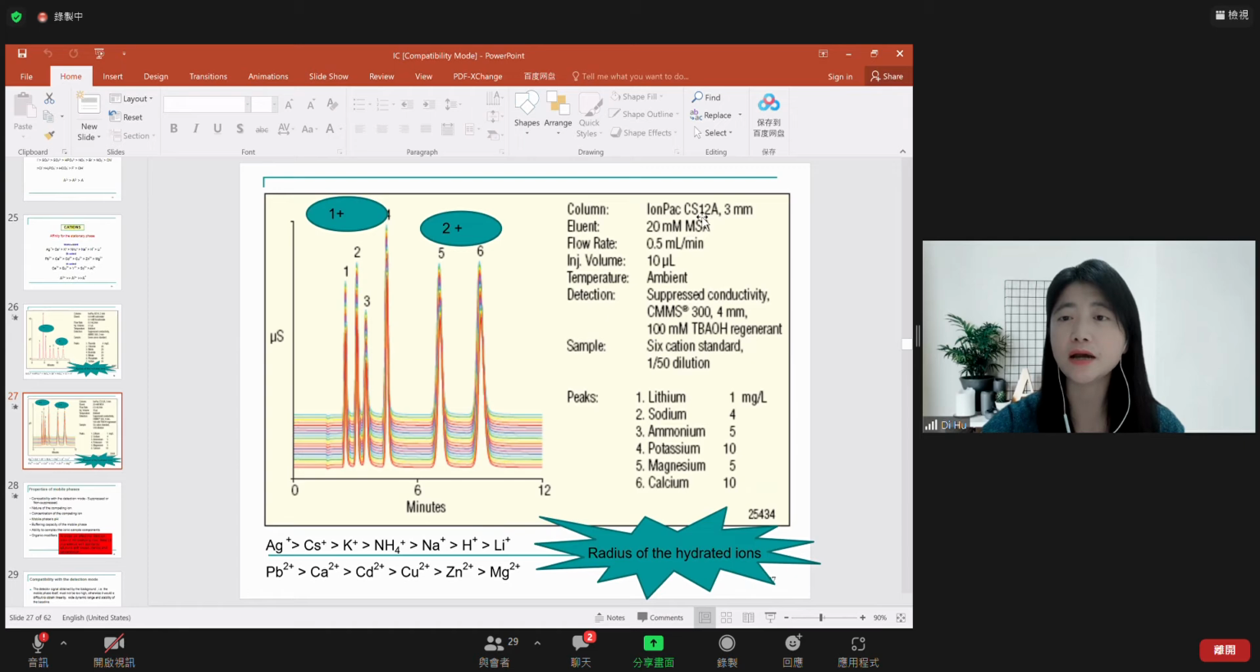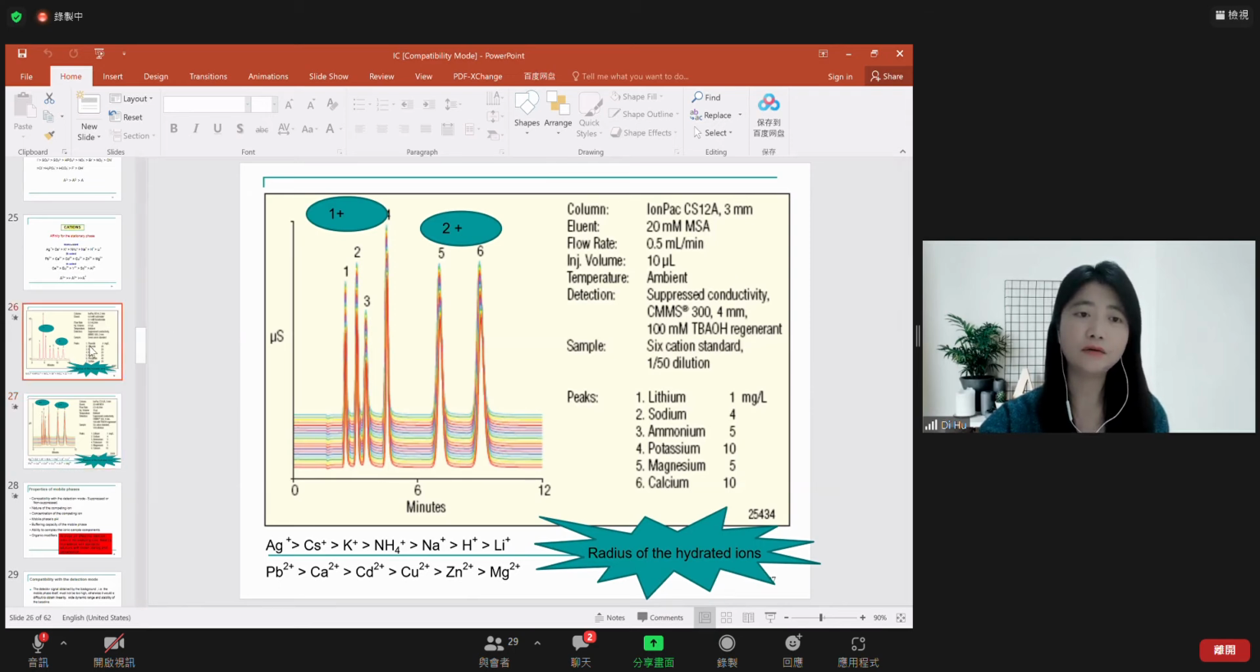CS12A, the stationary phase is carboxylic acid and phosphoric acid groups. So it's a weak cation exchanger. And for the eluent, you can see that this is MSA, right? So methanesulfonic acid, this one.